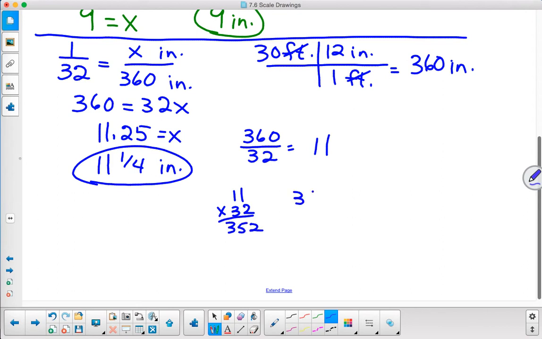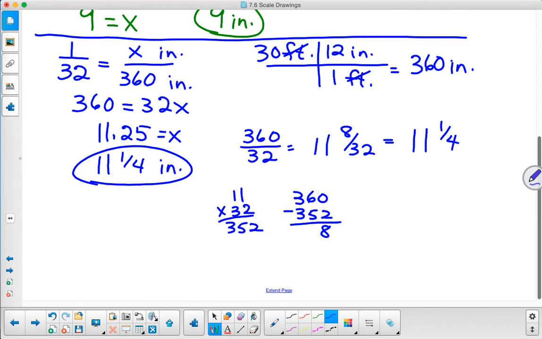But I had 360/32. So take off the 352, and that leaves 8. So 8/32 in fraction form. Dividing that, or reducing it, dividing both by 8 would be 1/4. So there's another way to think through the 11 and 1/4.